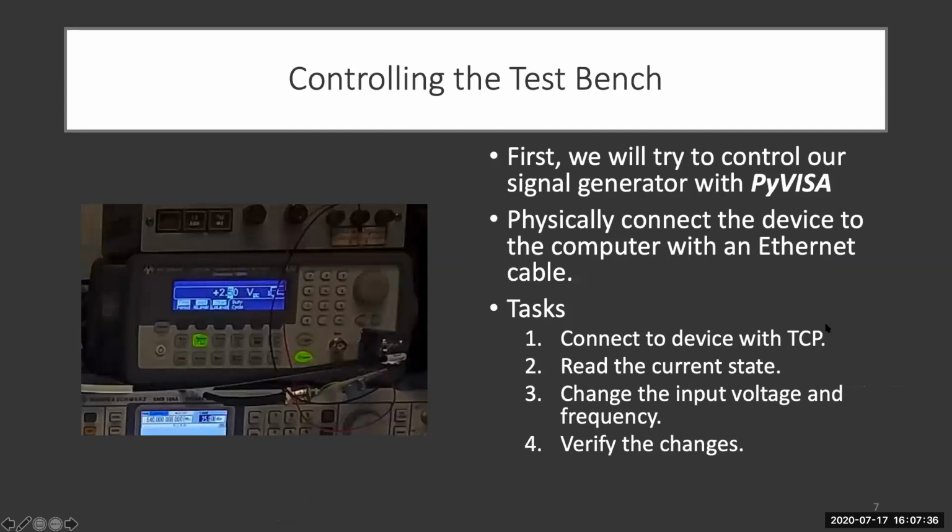What I'm going to do is connect to the signal generator using a Python library called PyVisa. Physically, the device is connected to the computer with an Ethernet cable. And we're going to do 4 things. First, we're going to connect to the device with PyVisa over TCP. We're going to read out its current state. We're going to try to change the input voltage and the frequency. And then we're going to verify that those changes were made.